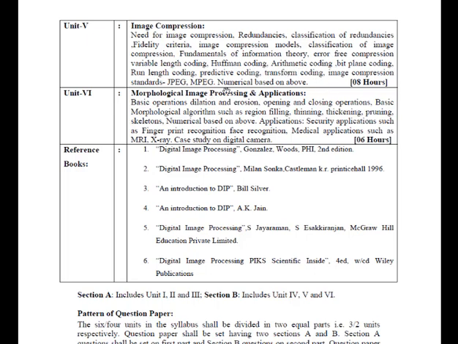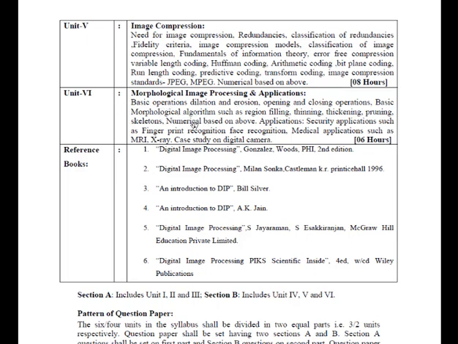Then image compression standards like JPEG, MPEG. JPEG we know is a file format, and it is also an image compression standard. Also, some numericals are based on it.